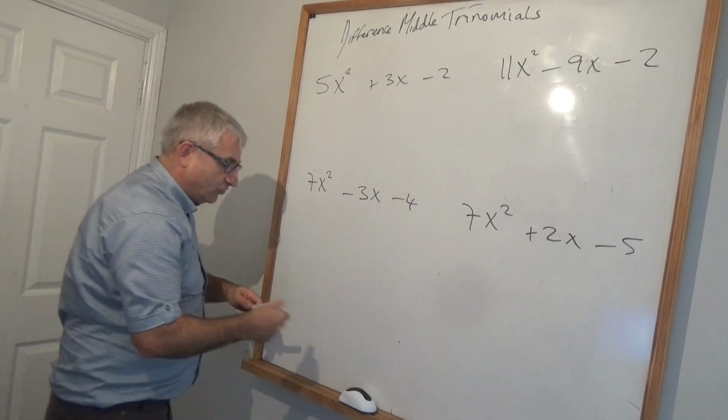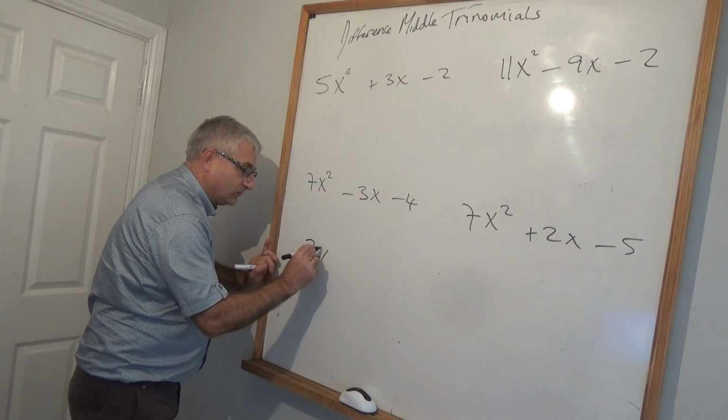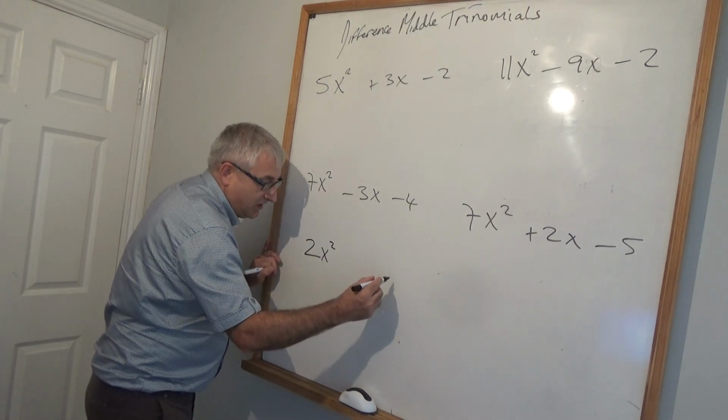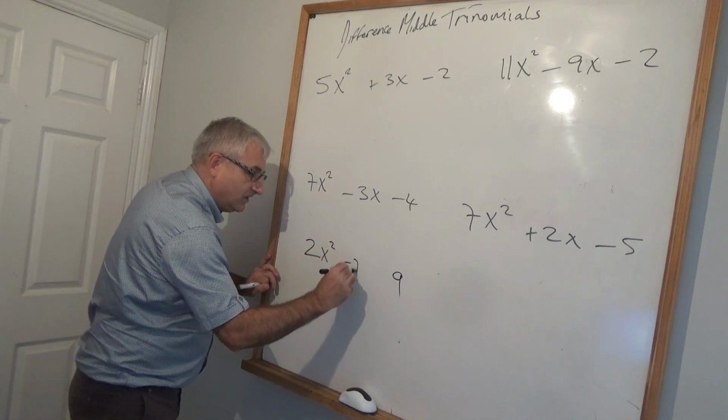Plus I'm just going to throw in an extra one for luck. Okay, let's put the smaller number here, 2x squared. Let's use 9 out here. Now 9 take away 2 is minus 7x.